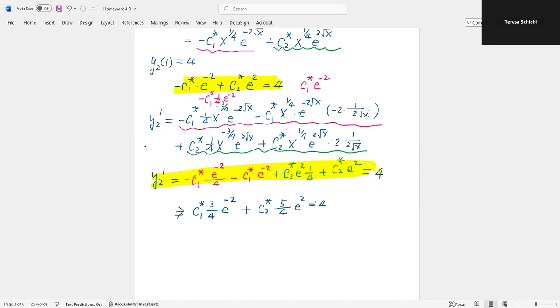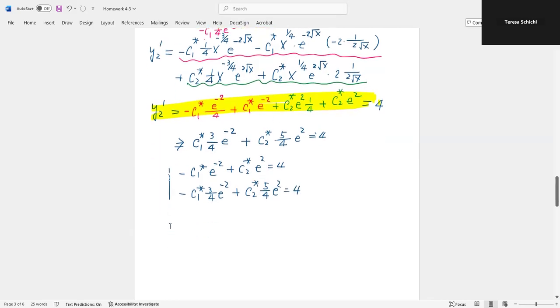So finally, these are the two equations I will solve. This is negative C1 star e to the negative 2 plus C2 star e to the square equal to 4. Then this is negative C1 star 3/4 e to the negative 2 plus C2 star 5/4 e to the square equal to 4.